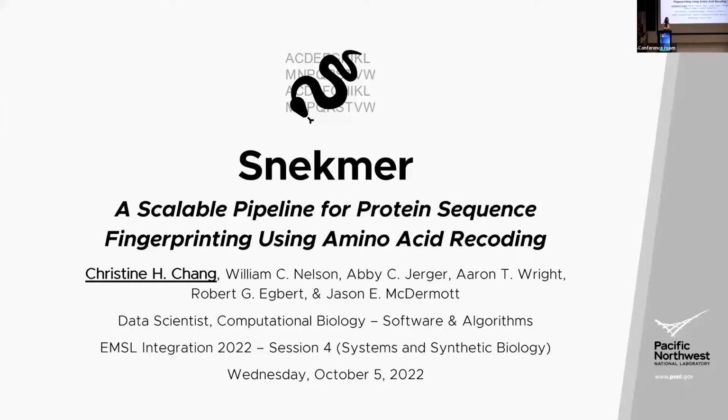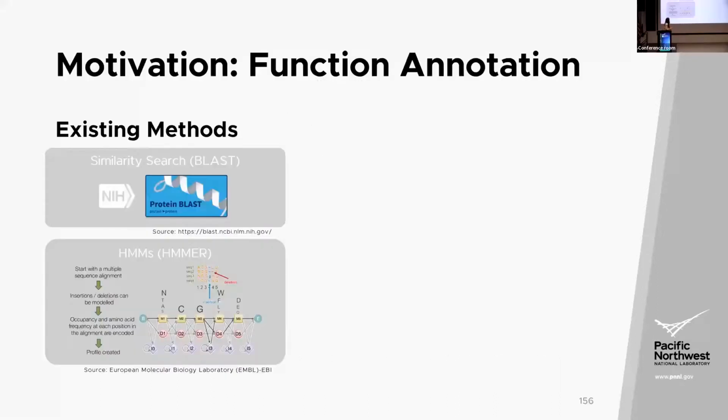And I'm here to talk to all of you lovely folk about a tool that I've been developing here at the lab called Snekmer. Now, many of you here are probably already familiar with the existing methods for protein function annotation. And these methods can include similarity search via tools such as BLAST, which stands for the Basic Local Alignment Search Tool.